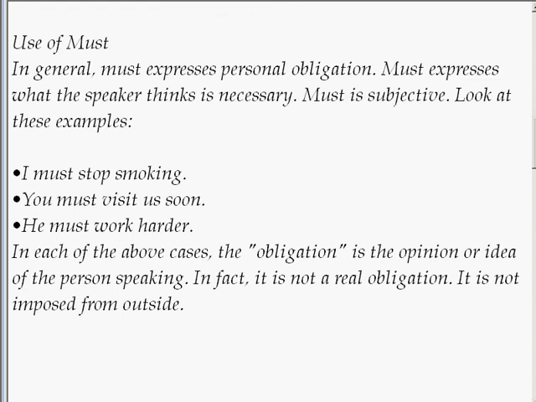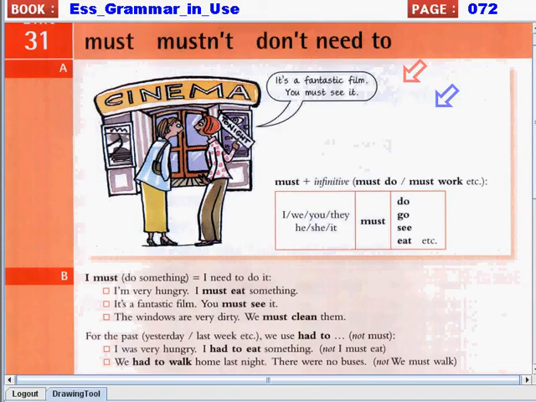As you can see in these examples, we use the word must, and thus our sentences express personal obligation, something that the subject must really do. In each of the above cases, the obligation is the opinion or idea of the person speaking. In fact, it is not a real obligation. It is not imposed from outside. So again, it's not an obligation for other people. It's just an obligation for the speaker or for the subject. Okay?